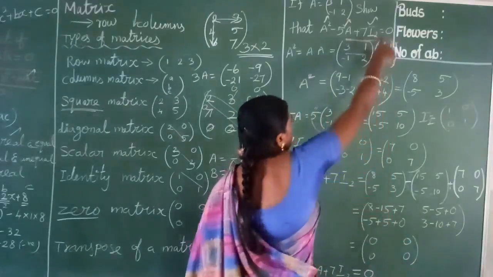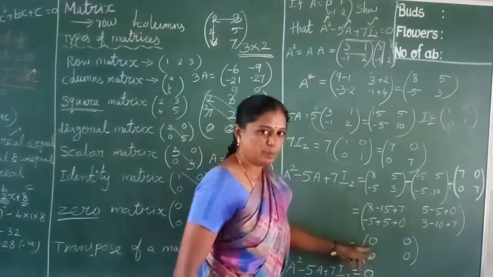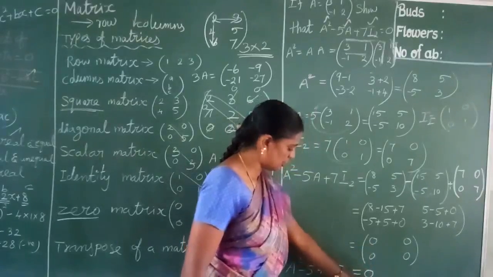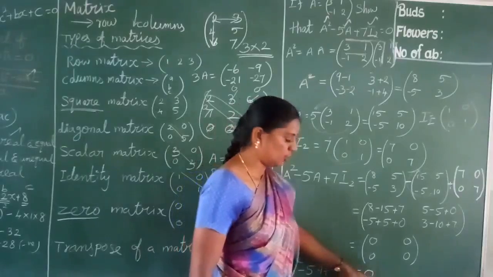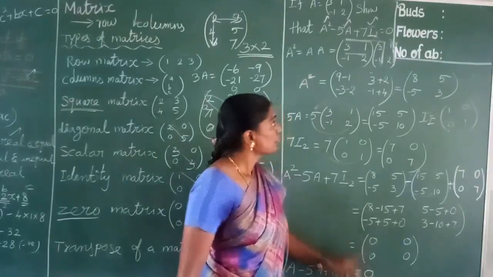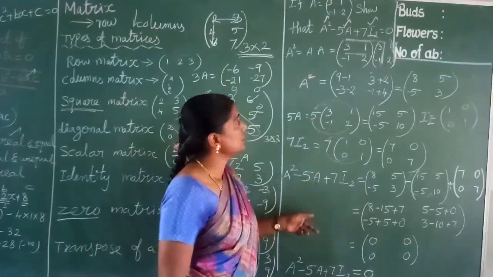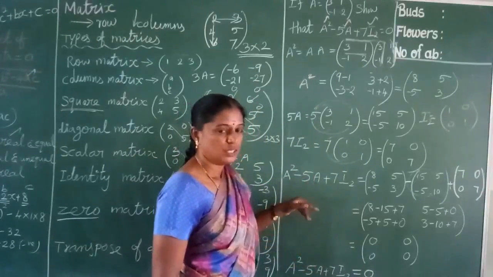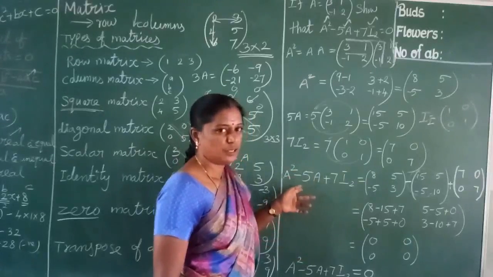So what we want to prove? 0. So 0 0 0 0, that is a zero matrix. So we get the answer 0: A square minus 5A plus 7I2 equals 0. This is an important 5 mark question. Matrix multiplication is very important, so you work out the remaining problems and you can easily attempt the 5 mark sums.